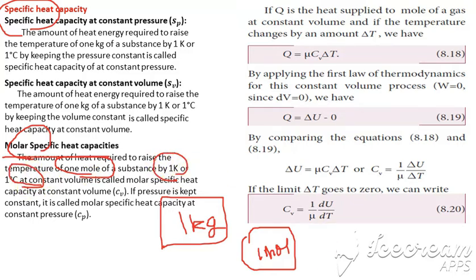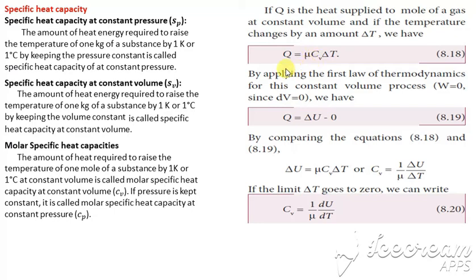Okay, so for this, these equations are very important. First equation is Q is equal to mu Cv into del T. Okay, Q is equal to mu Cv into del T. Next is Q is equal to del U minus 0. Okay, next del U we can write as mu Cv into del T, because minus 0 means this is the same, is it not?